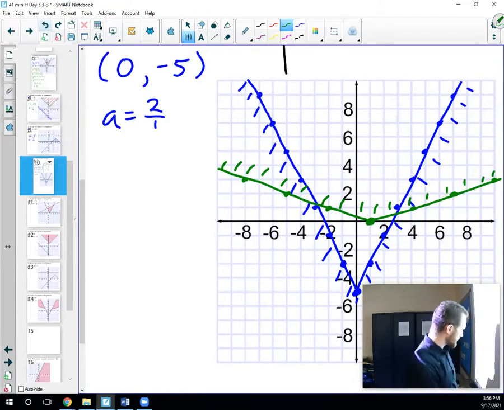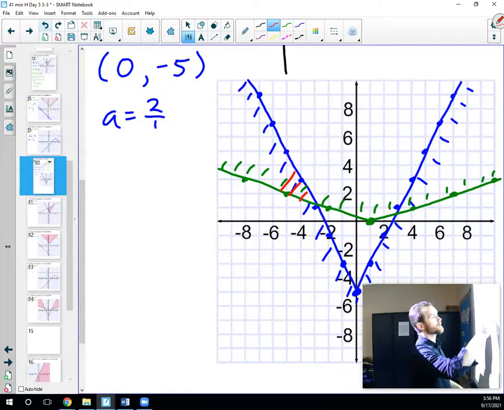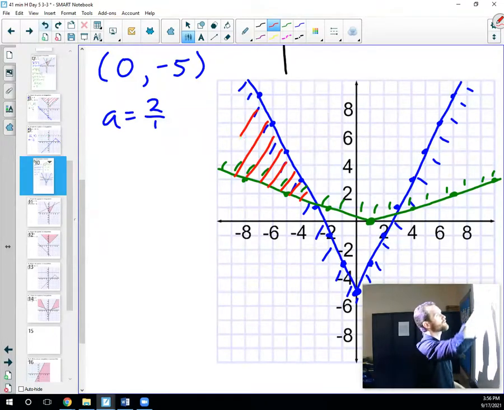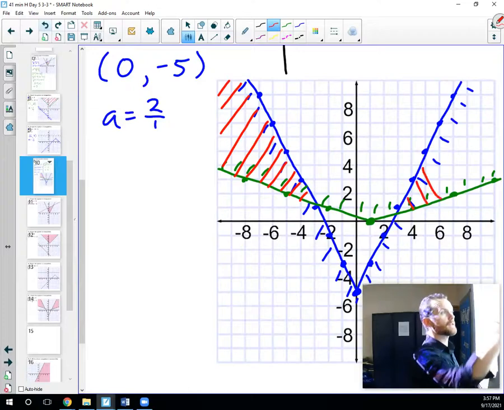Now we ask, where is the shading overlapping? Where do we see both blue and green? And we actually see it in two sections. I see blue and green shading right here, so that's a solution set. But I also see blue and green shading right there.